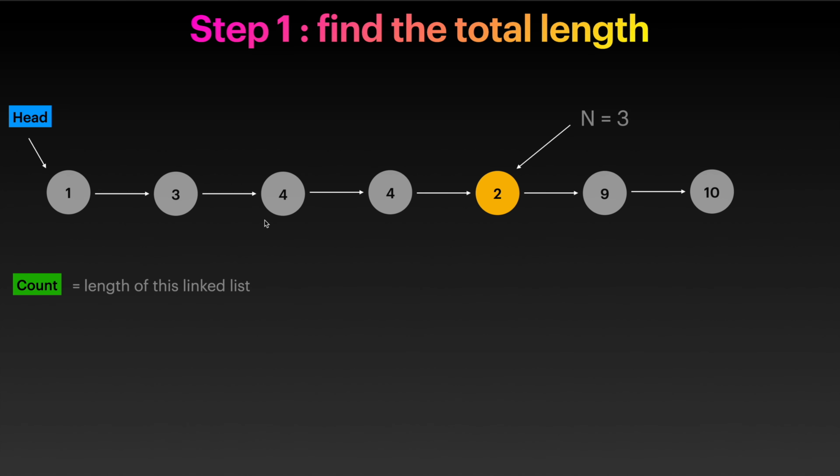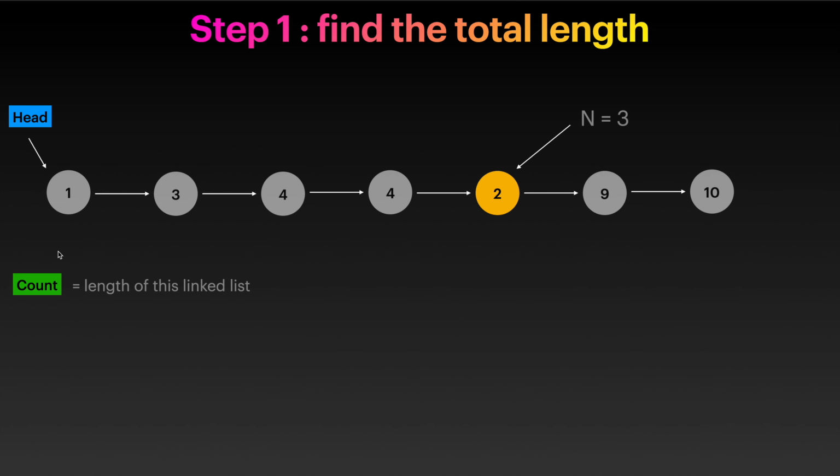Because this is a linked list, we have to find its total length first, and then we can solve this problem. So how should we find the total length? Well, we will have a while loop here, and our count will be the length of this linked list. Count will be initialized to 1.